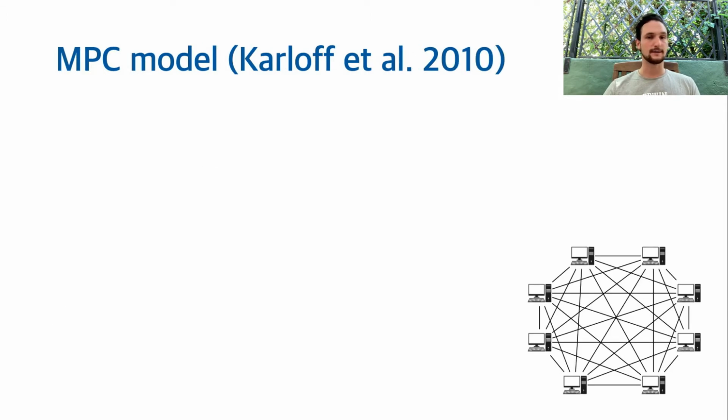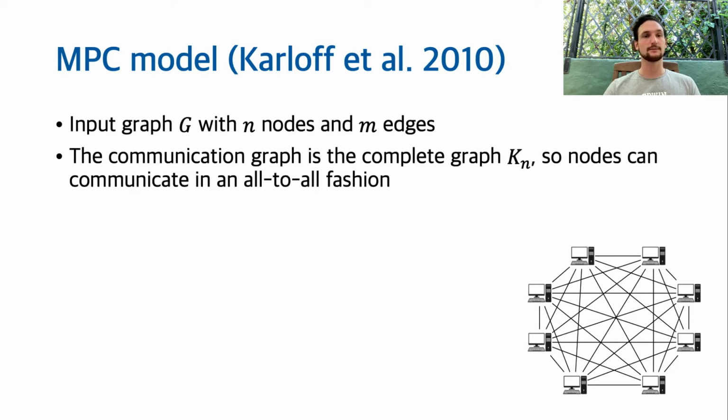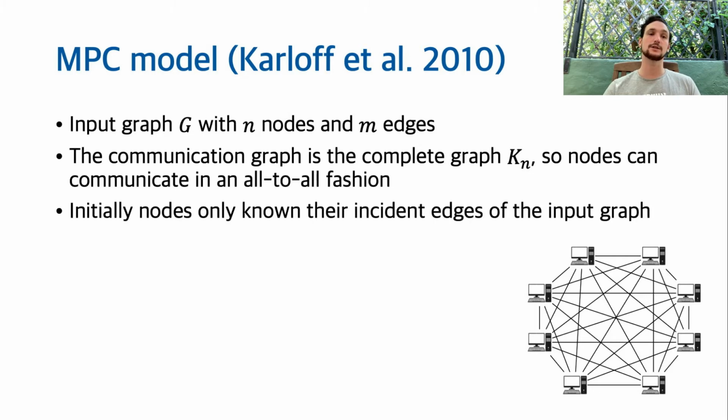Well, let's first define the MPC model. It is fairly new, introduced in 2010. And here we again have an input graph with n nodes and m edges. But now the communication graph is fixed. It is the complete graph K_n, so that nodes can communicate in an all-to-all fashion. Again, initially nodes only know their incident edges of the input graph, and we proceed in synchronous rounds where nodes exchange messages, and the complexity measure is the number of rounds until a solution is found.